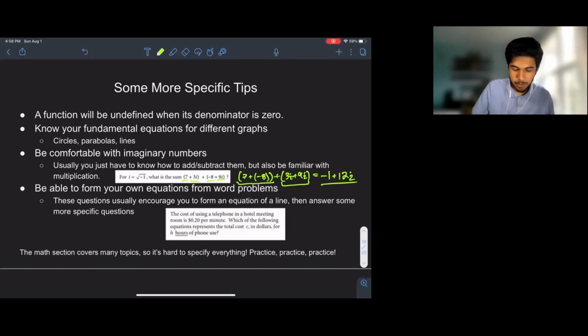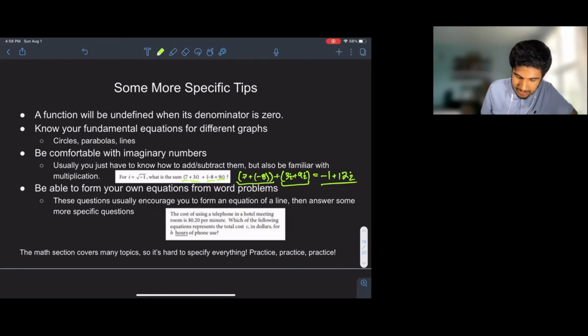Also, you should be able to form your own equation for word problems, so this goes back into the slope-intercept form that I was talking about. There are word questions where they encourage you to form an equation of the line, then answer some more specific questions. So let's look at this example. The cost of using a telephone in a hotel meeting room is 20 cents per minute. Which of the following equations represents the total cost C in dollars for H hours of phone use? So we don't have the answer choices, but we can still come up with an equation.